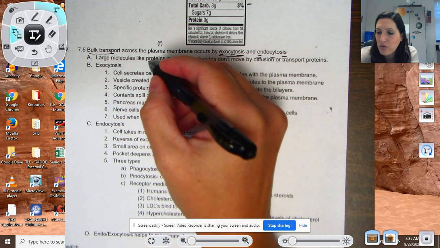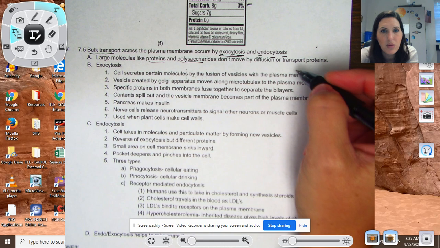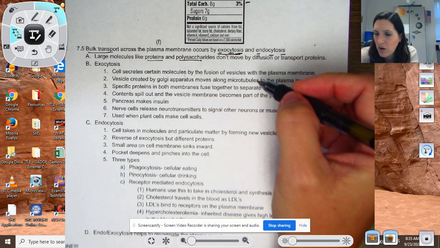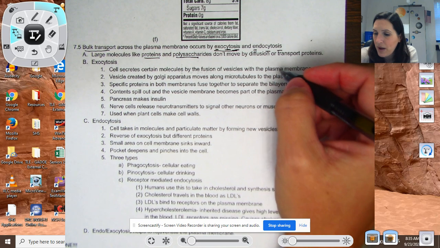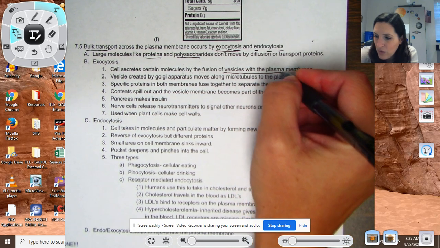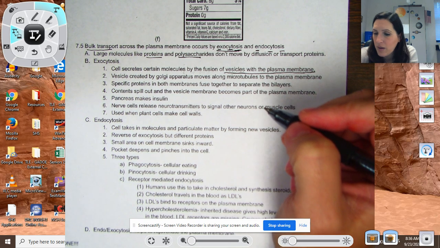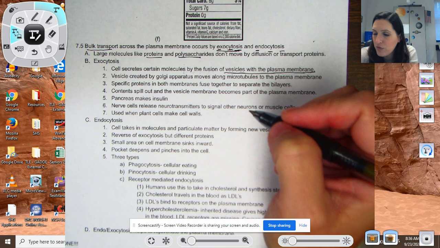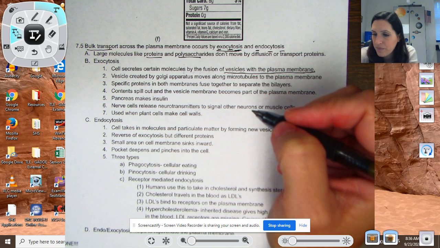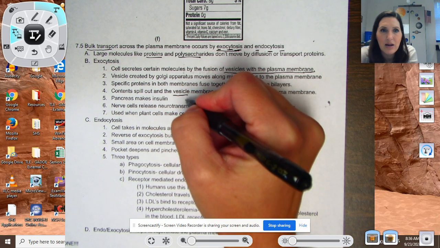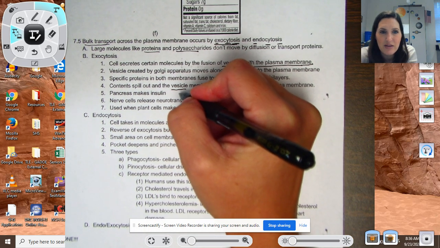Large molecules like proteins and polysaccharides don't move by diffusion or transport proteins. They're too big. So exocytosis, the cell secretes a molecule by the fusion of a vesicle with the plasma membrane. So this is kicking something out of the cell in which it becomes part of the cell membrane. Specific proteins in both membranes are fused together to separate the bilayers. Contents spill out of a vesicle. So remember, a vesicle is any kind of membrane-bound structure with something on the inside.